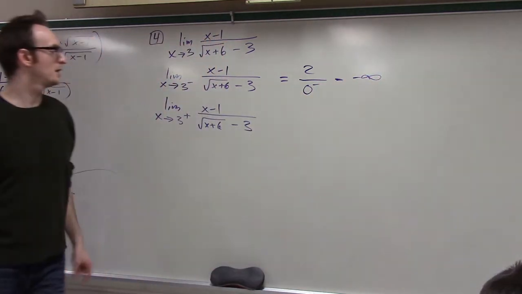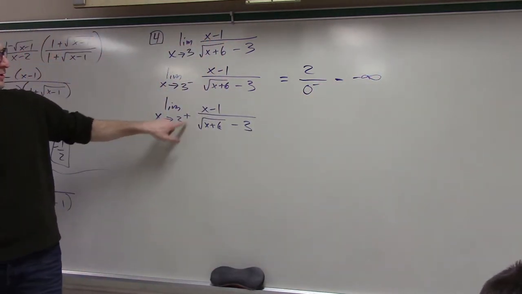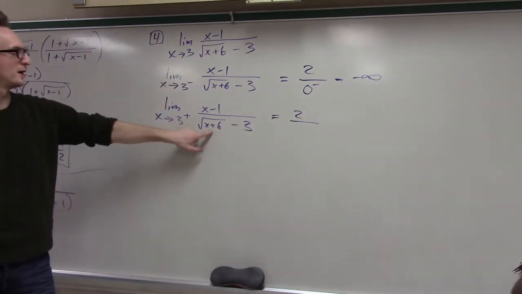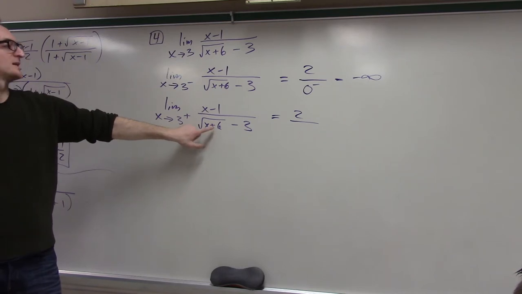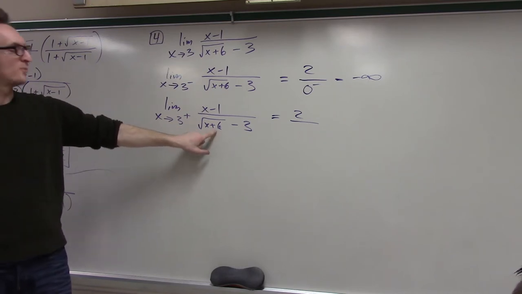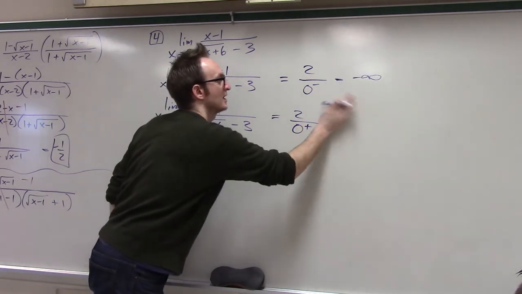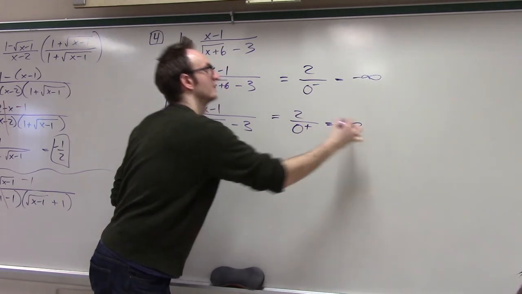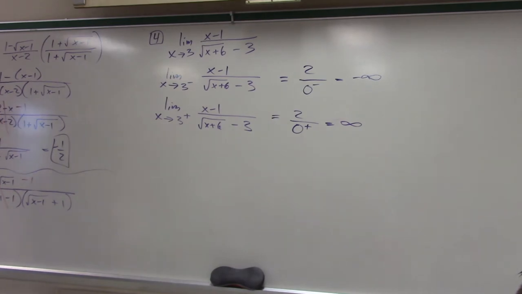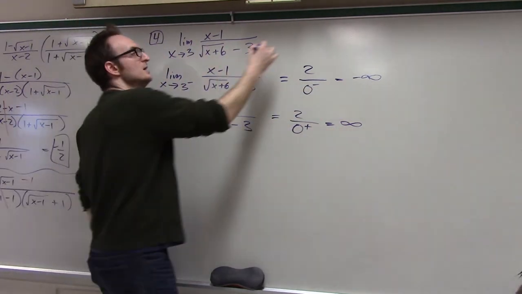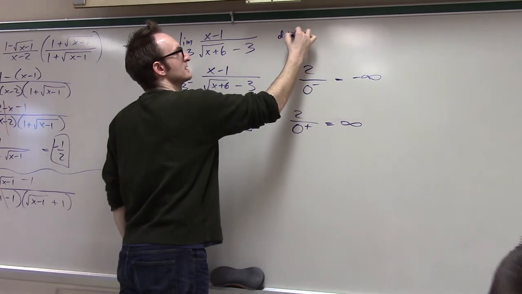Negative. Okay, and whereas over here when I plug in a little bit more than 3, this is going to be 2 over, because that's a little bit more than 9, so the square root of that is a little bit more than 3, and a little bit more than 3 minus 3 is a tiny positive, and so this is basically infinity. Okay, so just to the left of 3, this is going to negative infinity, just to the right of 3, this is going to infinity, so we just say this limit does not exist.